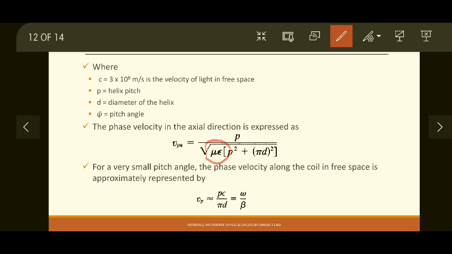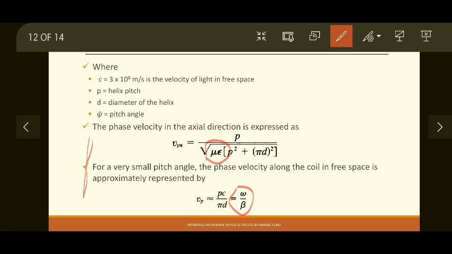For a very small pitch angle, that means if psi is very small, what will happen? The phase velocity on the coil in free space is approximately represented by Pc upon pi d. P is the pitch, c is the velocity of light, and pi d is the circumference, which is the actual distance. That is given by omega upon beta. This is only for a small pitch angle.